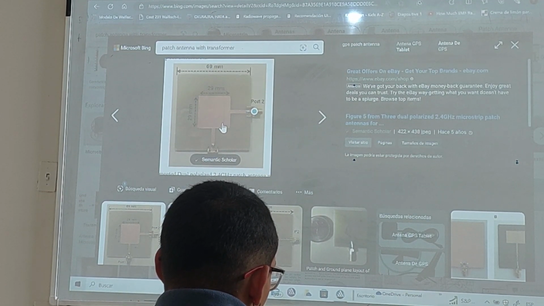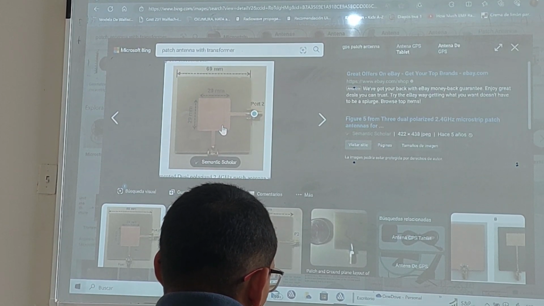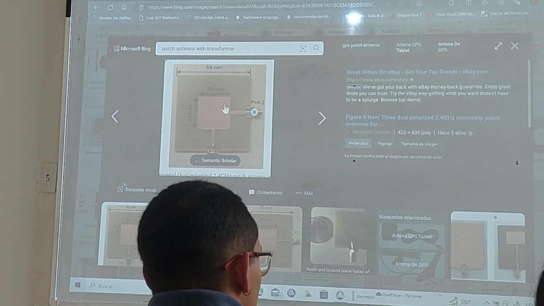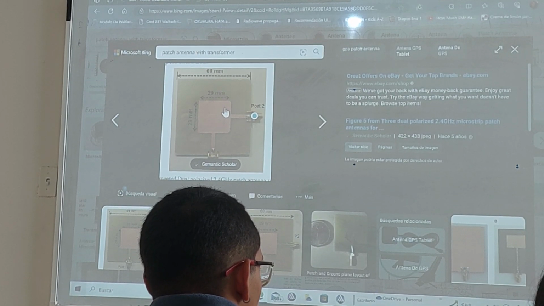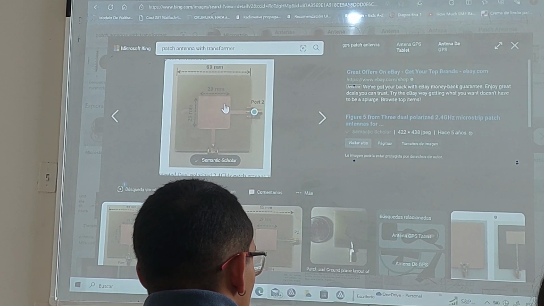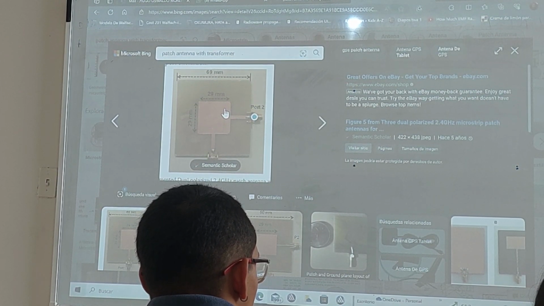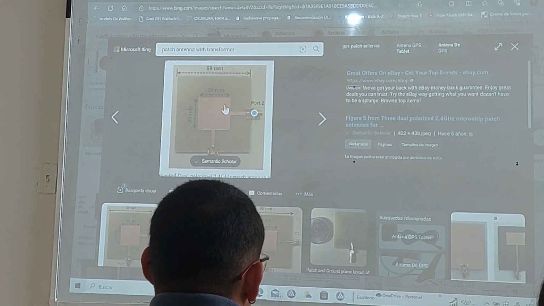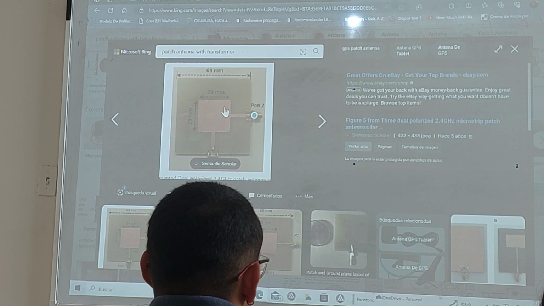Here this antenna is with two polarizations. Because if we put the feed there, this is the linear polarization, vertical polarization. But if we put a feed here, we have horizontal polarization. Okay? Then in this case, we can have two polarizations, vertical and horizontal polarization.